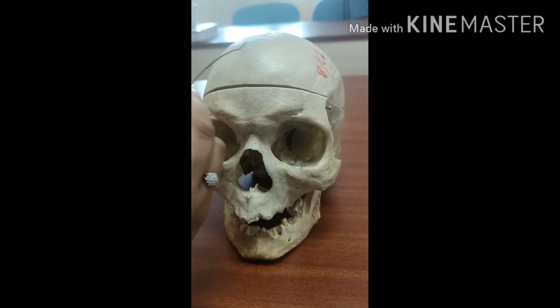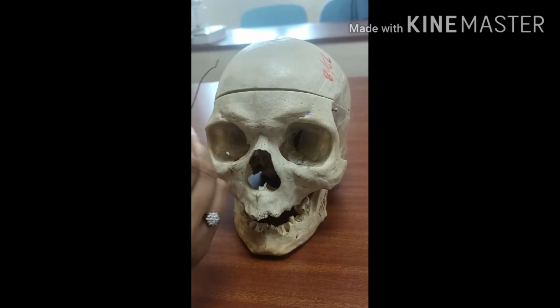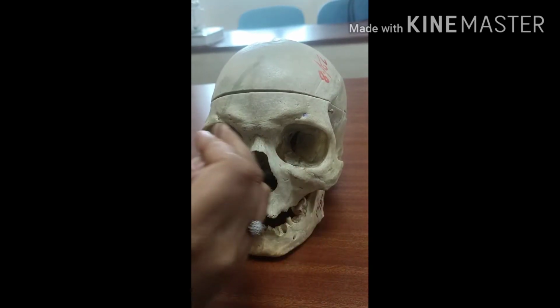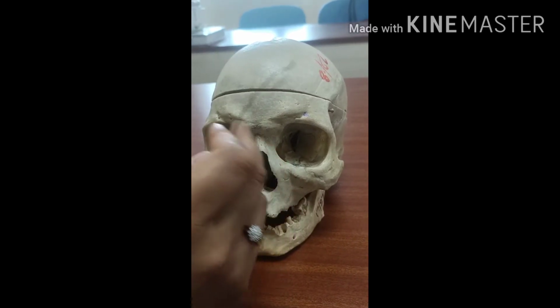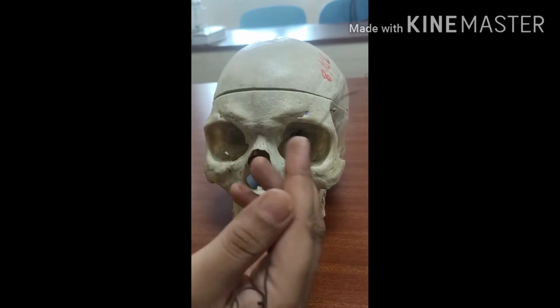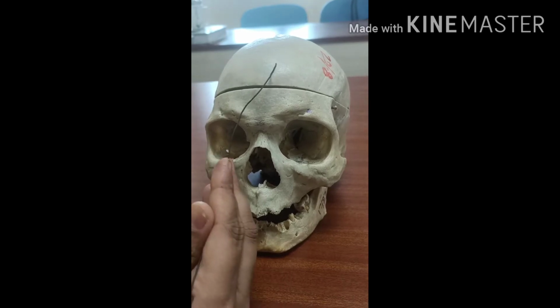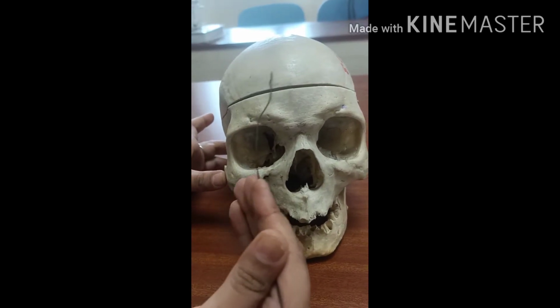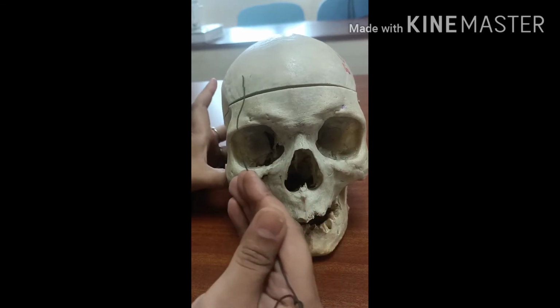First bone you can see in the norma frontalis is this bone. This is the frontal bone. The frontal bone forms the forehead. Its upper part is smooth and convex. इसका upper part क्या है? Smooth है and convex. The upper part of the frontal bone is smooth and convex.